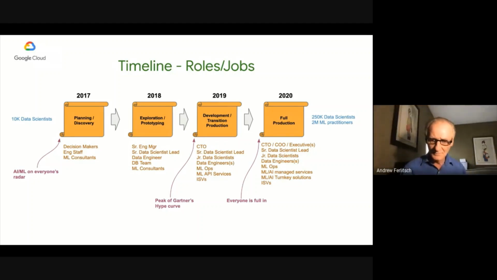2020, all these enterprise companies are in or moving into full production. And now you have about 250,000 data scientists in the world and 2 million ML practitioners. The entire chief executive line is involved. It continues to grow in other areas. Now they're using ML AI managed services and ML AI turnkey solutions from third parties.